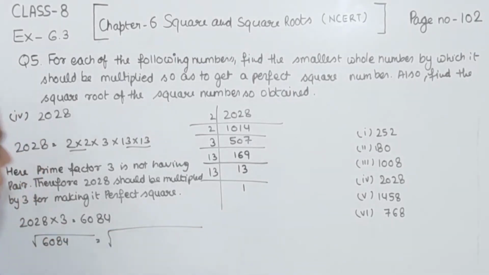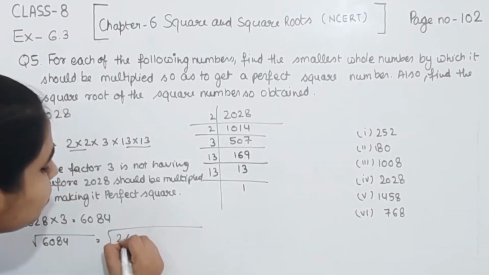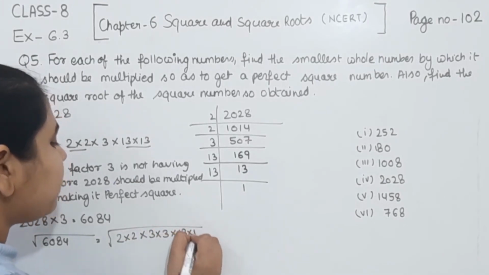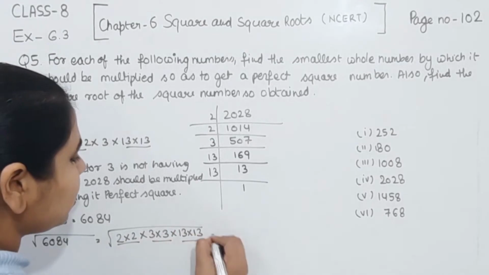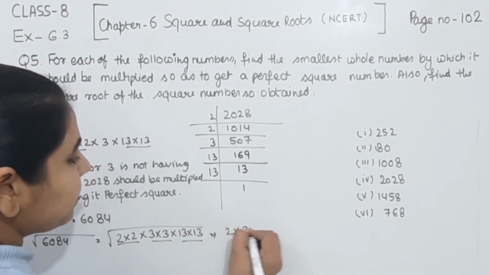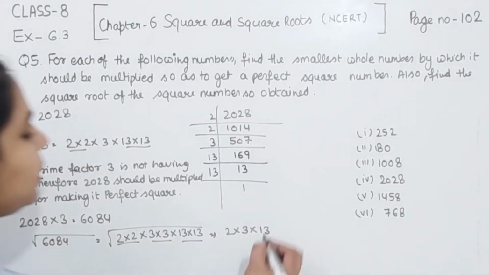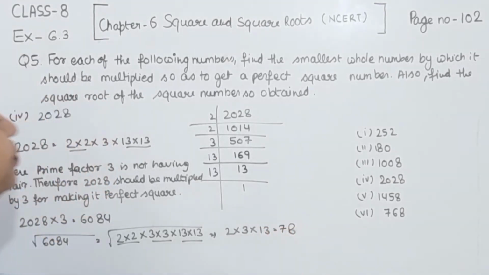We are going to write the factors. So this is 2 multiplied by 2, 3 multiplied by 3, and 13 multiplied by 13. So we are having 2 multiplied by 3 multiplied by 13. 3 2s are 6, 6 multiplied by 13, we are going to have the value as 78. So the root 6084 is equal to 78. This is the part 4.